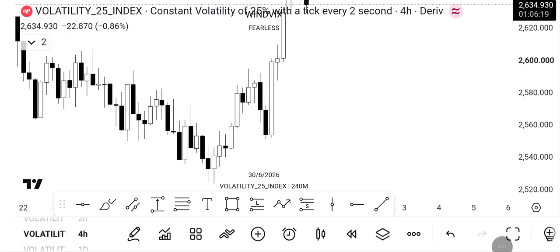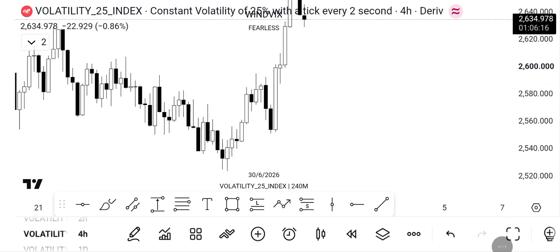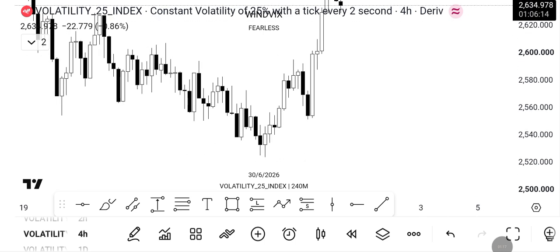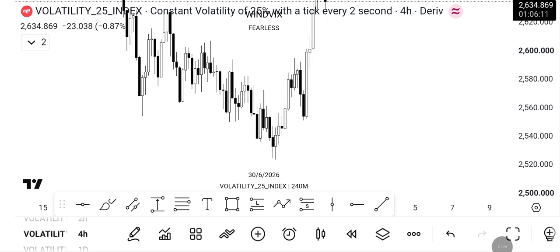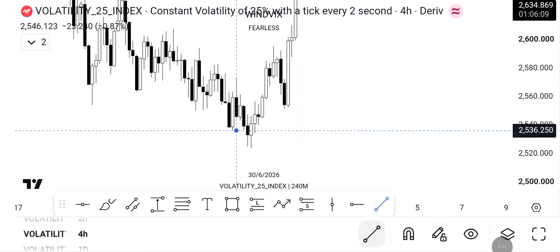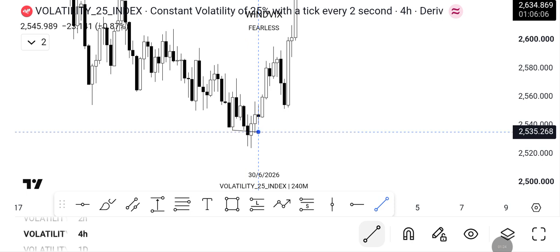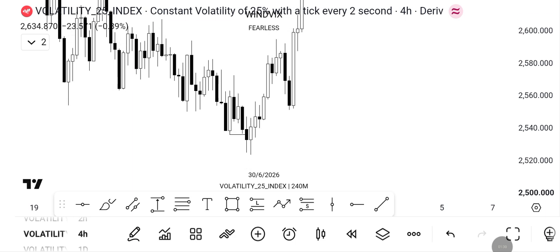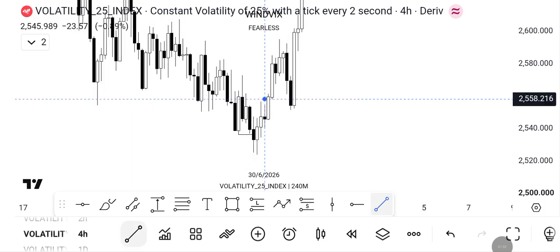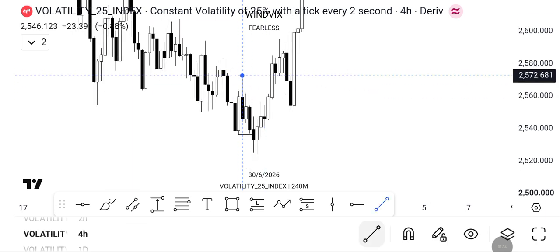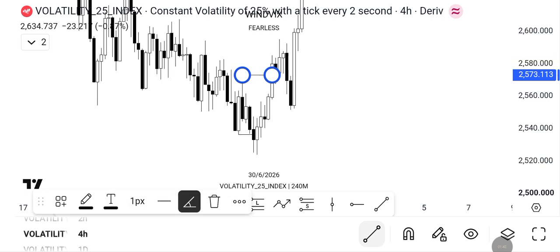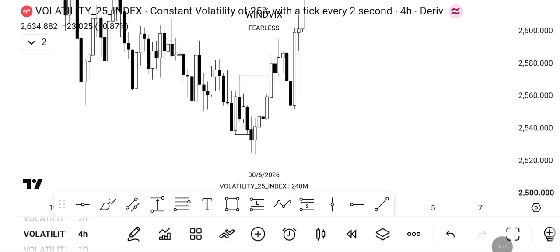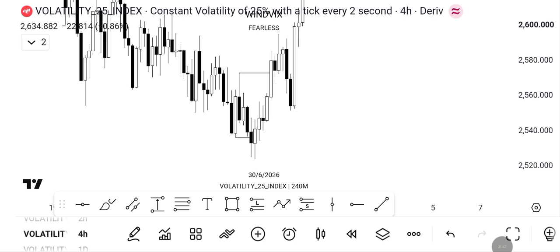It should be familiar, a break of structure by now. So a change of character actually happened here, and then we have our last low that was taken out here. Right, and then the high that created that low was this. So the high was taken out too. So that signifies a change of character, or a market structure shift.